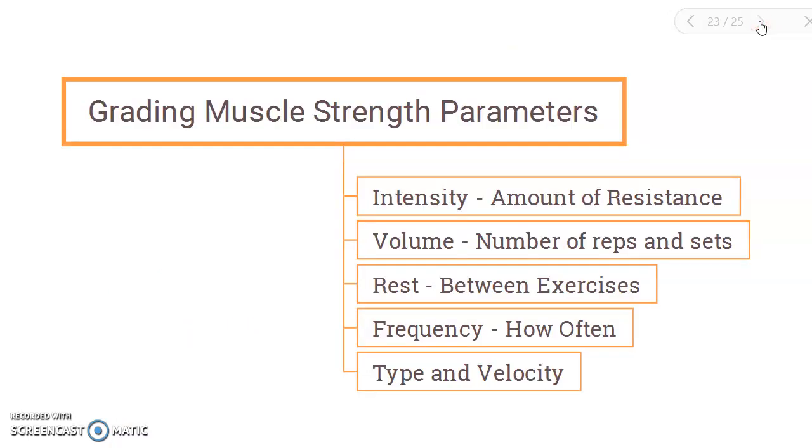So, grading muscle strength parameters. There's intensity, which is the amount of resistance. You also have volume, which is the number of repetitions and sets. Also resting between exercises, and frequency of how much you're strengthening, and the type and velocity. This includes dynamic versus static versus isometric. Velocity of training should match the velocity needed for occupation. And when a patient has hypertension or cardio problems, do not do isometric contraction.